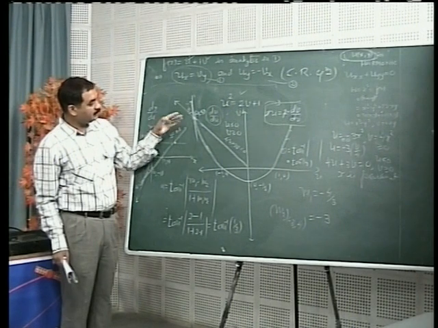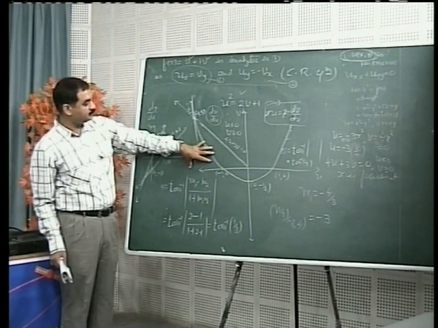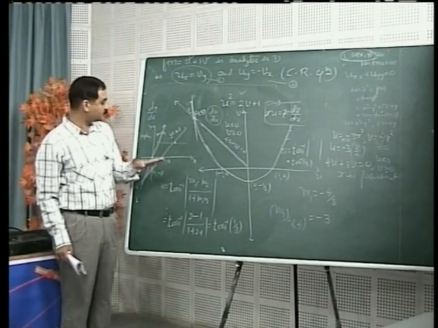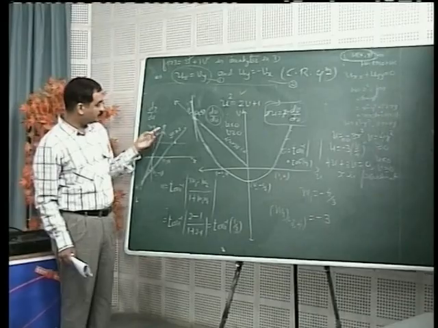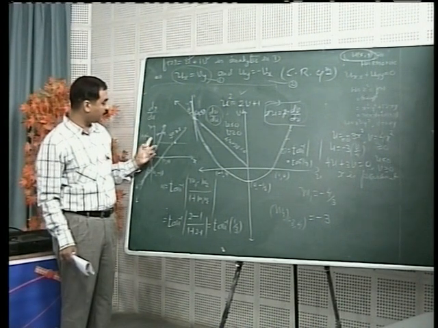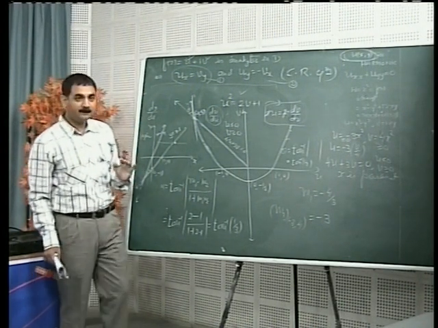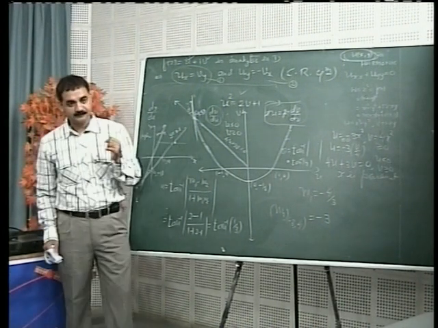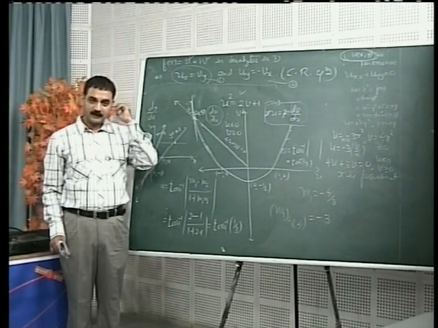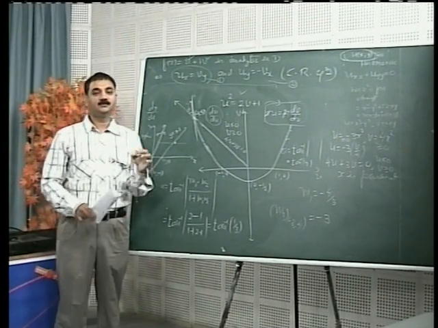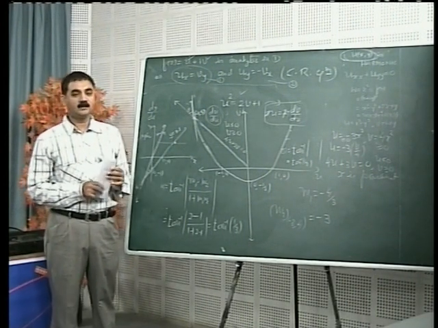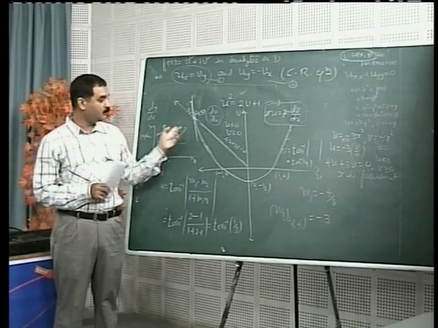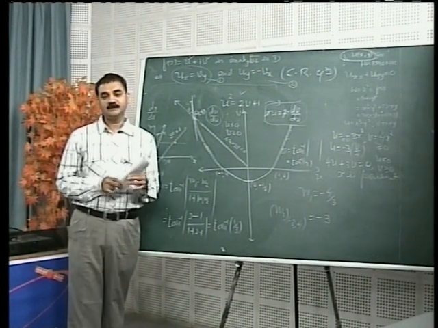In this example, the mapping w equals z square preserves the magnitude and direction of the angles between the curves y equals x minus 1 and y equals 2x. Such a mapping is called conformal mapping. A mapping that preserves the magnitude and direction of the angle between two curves is called conformal mapping. So w equal to z square is a conformal mapping. Next slide.